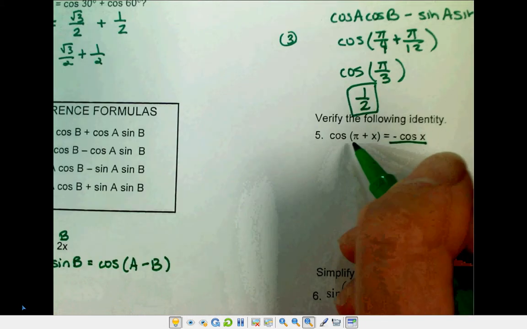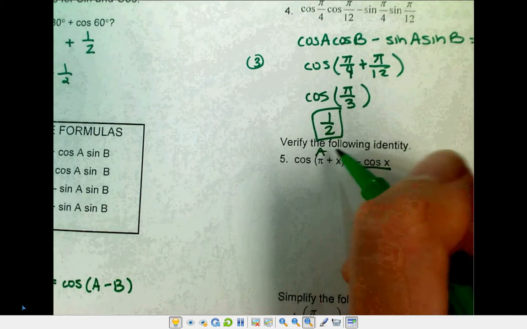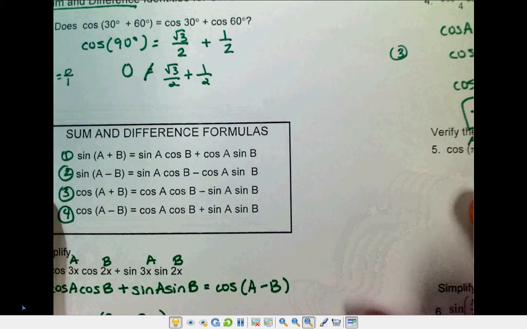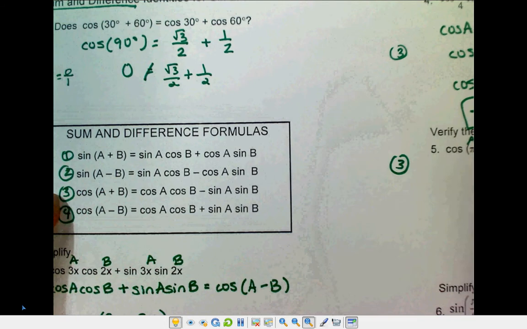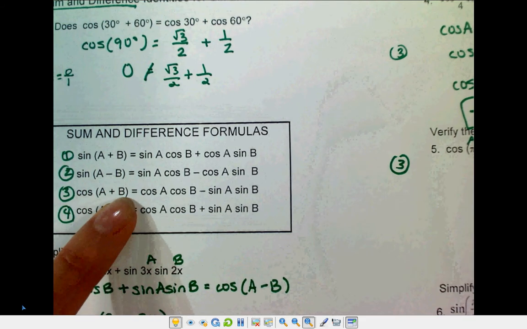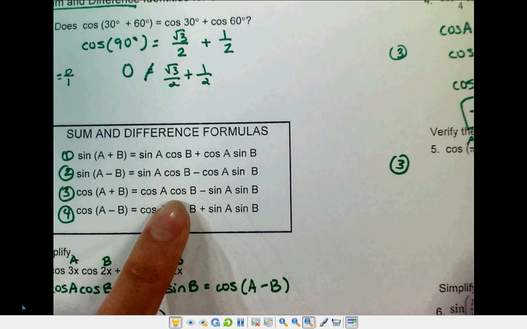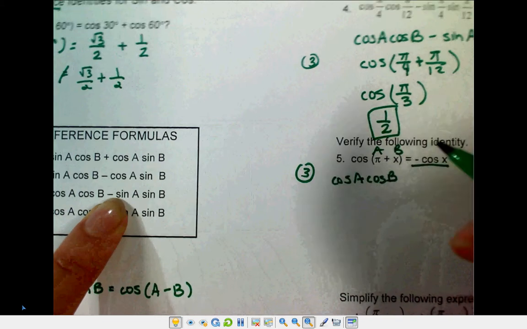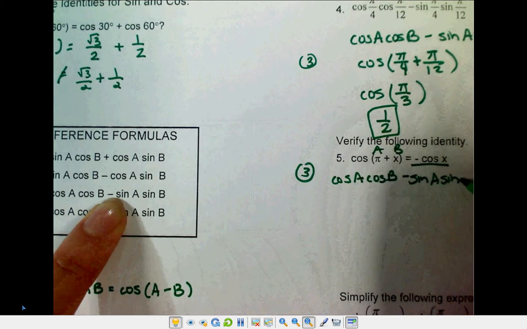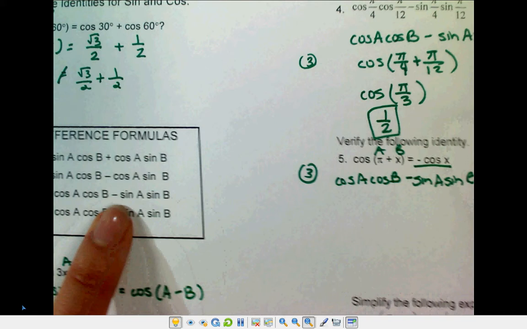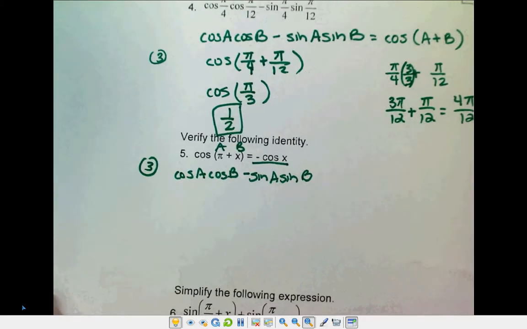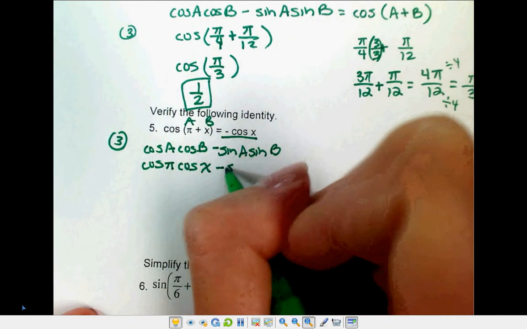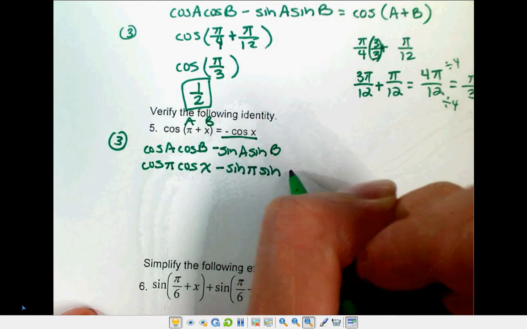Okay, so cosine of pi plus x. Here's my a, here's my b. For cosine of a plus b, I'm going to be using rule number 3. So cosine of a plus b, I'm going to expand out to this right here. So I have cosine a, cosine b, minus sine a, sine b. I'm just copying down the right side of this equation. And now I'm going to plug in my a and my b, so I have cosine of pi, cosine of x, minus sine pi, sine of x.